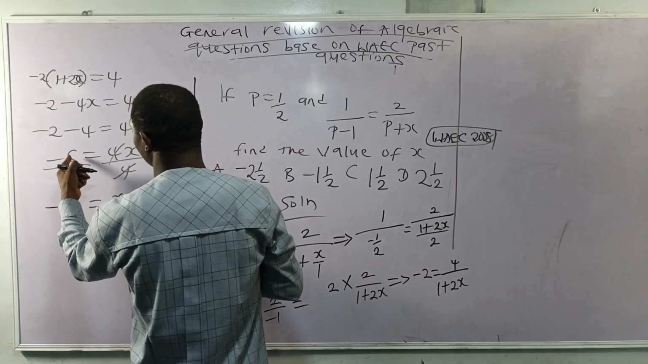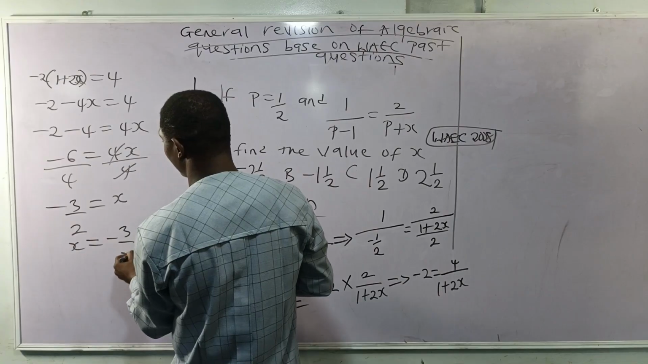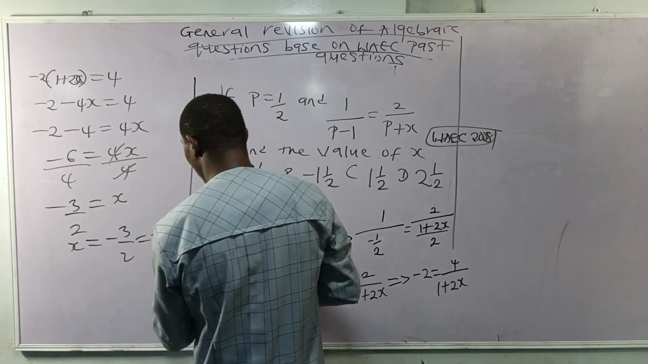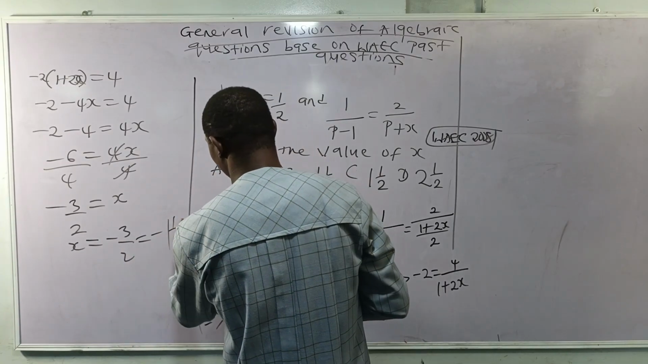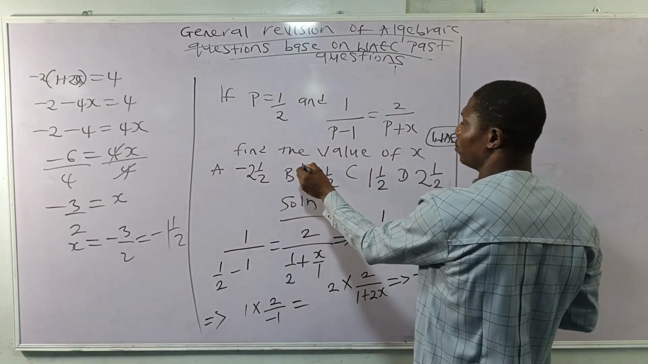If I divide through by 4, I'll have x to be equal to negative what? I'll have negative 2 here is what? 3, and 2 here is 2. So x is equal to minus 3 over 2, which is the same as minus 1 whole number 1 over what? 2. 2 times 1, 2 plus 1, 3 over 2. So I have minus 1 whole number 1 over 2, which corresponds to my what?